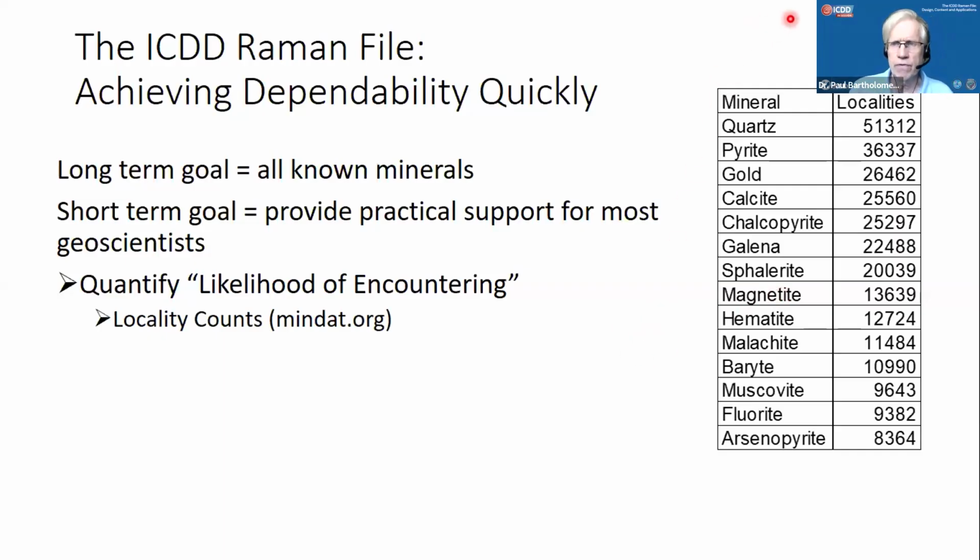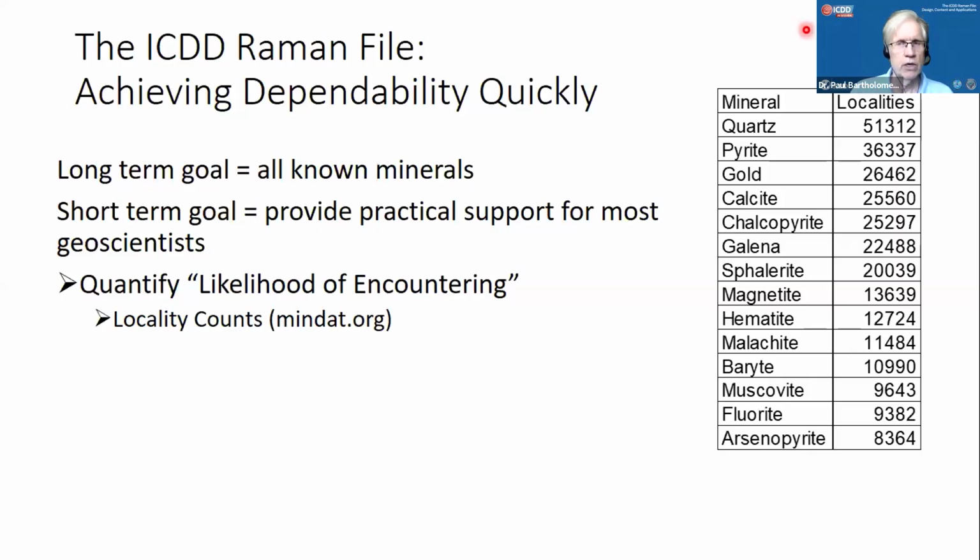And here's an example from these locality counts, starting with the highest locality count at the top. The highest is quartz. Yeah, no surprise. It's an extremely common mineral found virtually everywhere. But if you look, number 3 on this is gold, which is clearly anything but a common mineral. But it's high on this list because humans are going out of the way to seek it out.